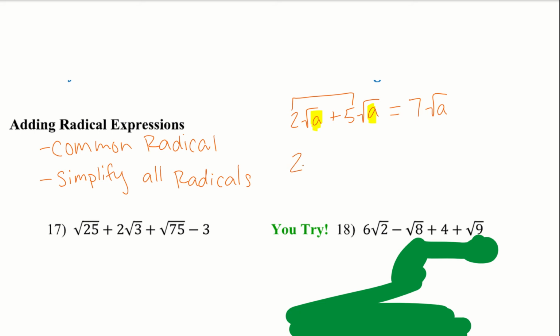Now, if I have 2 root a plus 5 root b, well, I cannot combine that because we have an a and a b. So that would be if we had like a 2 and a 3. We would not be able to combine those together because they are different. All right, so therefore, we cannot combine this one.